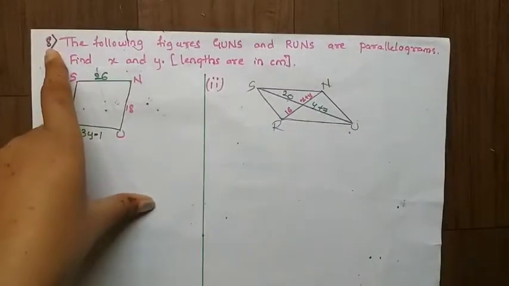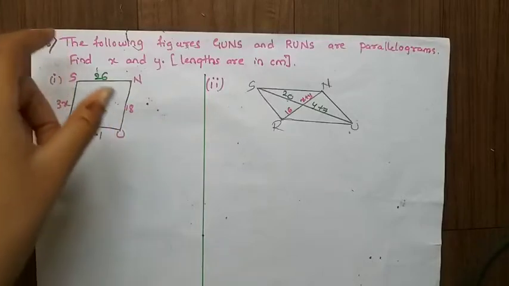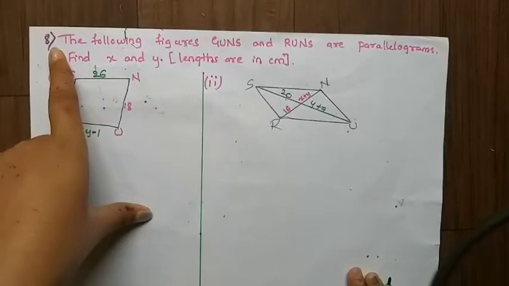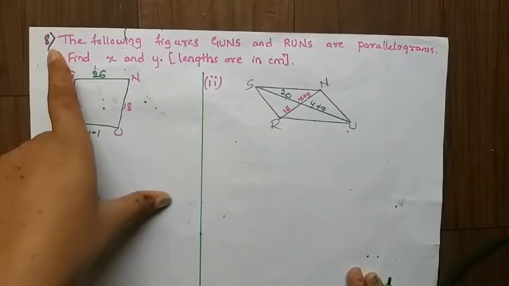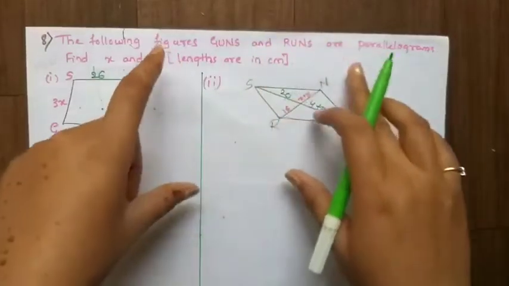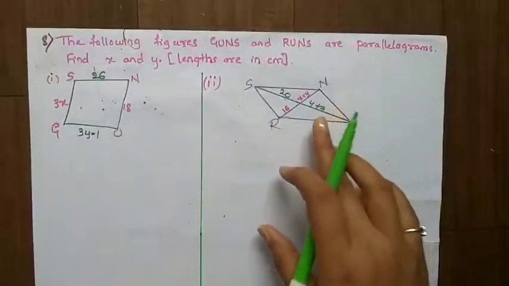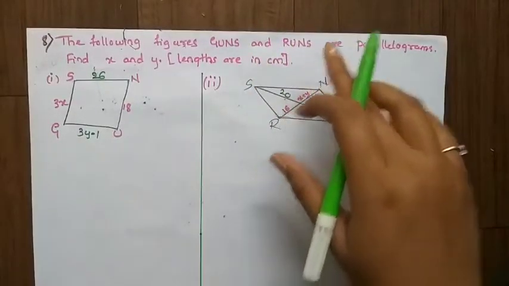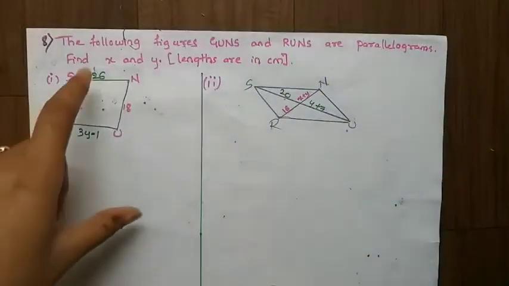See the 8th question. In this class I am going to discuss question 8. In the following figures, GUNS and RUNS are parallelograms. Here the vertices are named GUNS and RUNS. We have to calculate x and y.